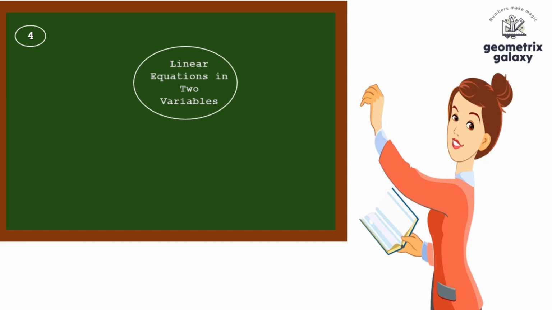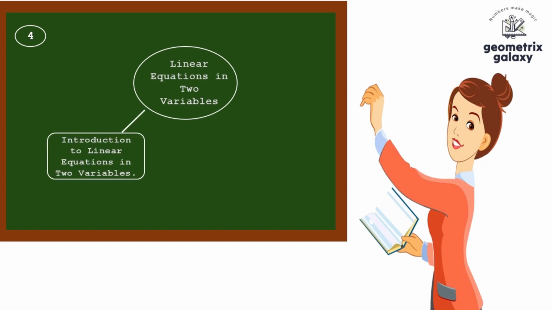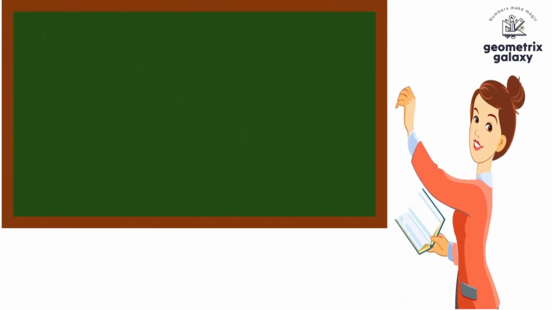Our fourth chapter is linear equations in two variables. Here we will learn the general form of a linear equation in two variables and how to frame a linear equation for the given situation. Next we will find a solution for the linear equation in two variables. After solving, we will conclude that a linear equation in two variables has infinitely many solutions.